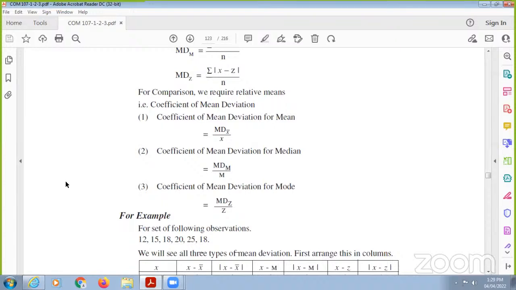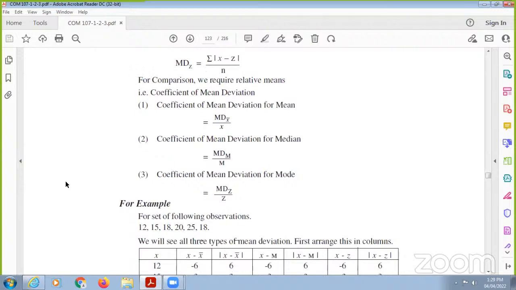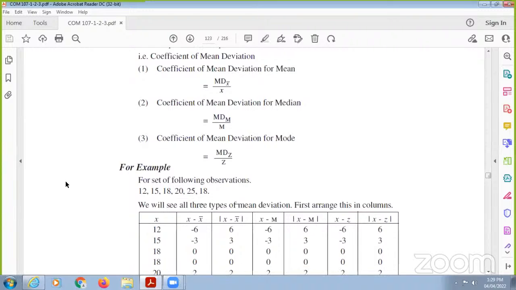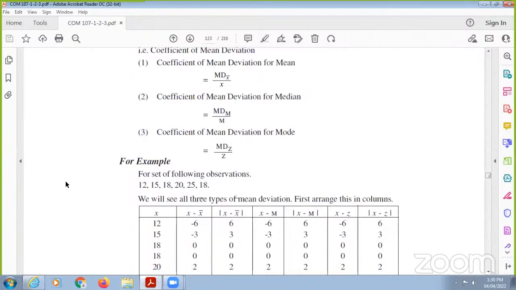Here the set is given: 12, then 15, then 18, 20, 25, and 18 here. We will see all these three types of mean deviation. First the data is arranged in this column x: 12, 15, 18, 18, and 20, 25. 18 is repeated twice. Then x minus x bar, that means here mean is calculated, mean is 18 here.